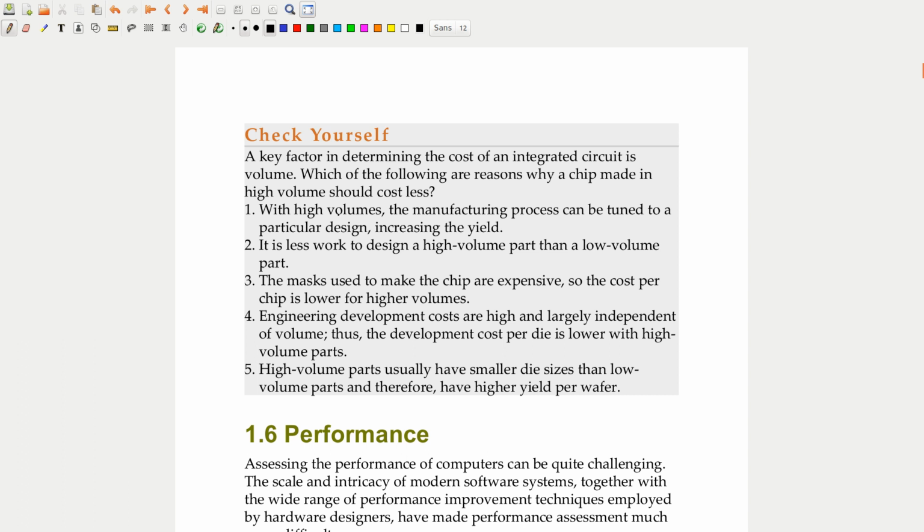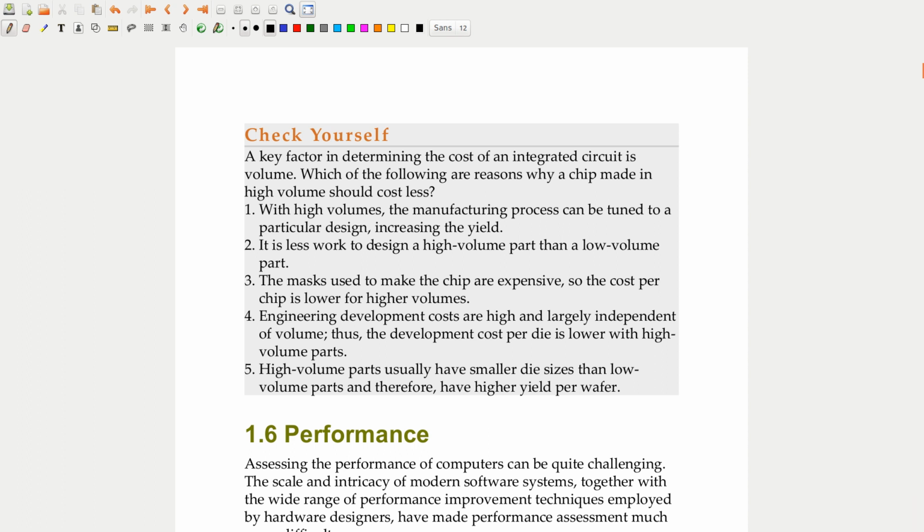So this one says the chip should cost less when made in high volume because with high volumes, the manufacturing process can be tuned to a particular design, increasing the yield. That's true. If we have a fab only working on a single chip, they can optimize how they make that chip. That's why when you see the graphs of Intel's foundries for making their chips, we see that their yield is increasing over time. It's because they're getting better at their process technology.